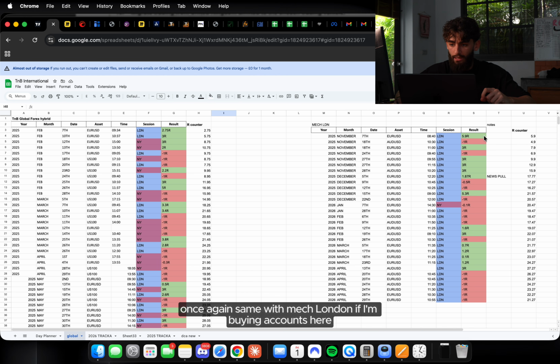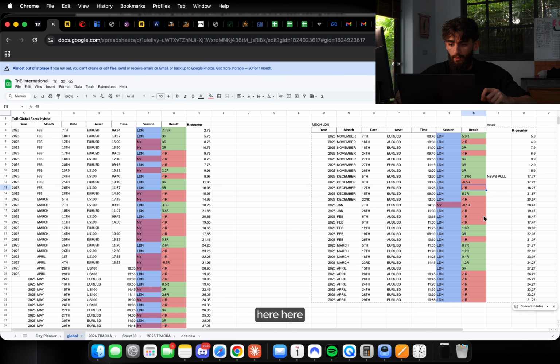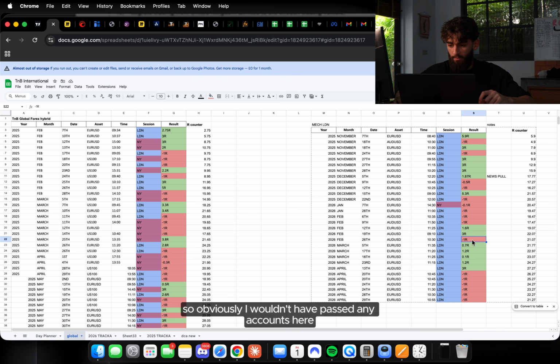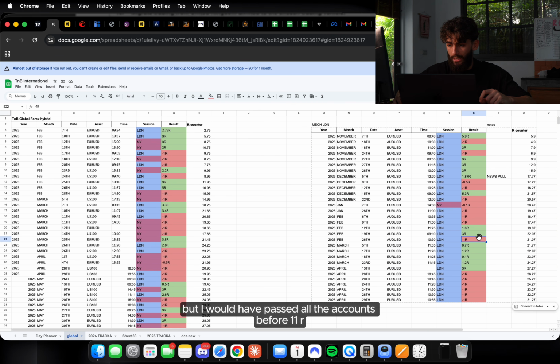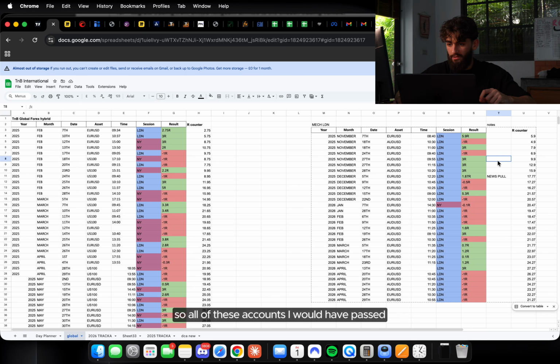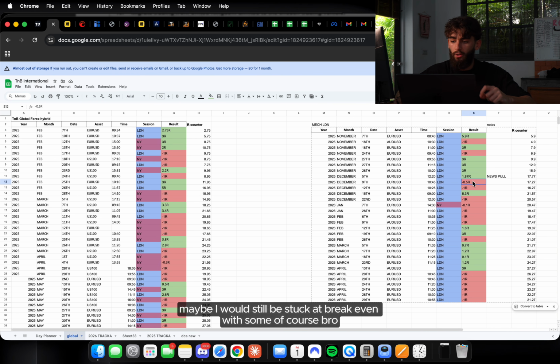Same with Mech London. If I'm buying accounts here, here, here, here, here, all I need is a 9R gain to pass. So obviously I wouldn't have passed any accounts here because the RR is break even, but I would have passed all the accounts before 11R. So all of these accounts I would have passed. Maybe I would still be stuck at break even with some.